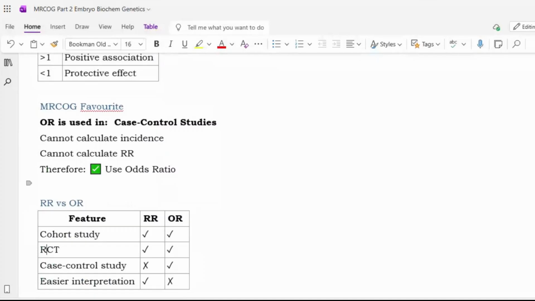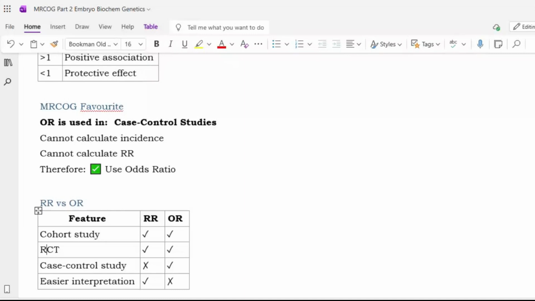The odds ratio is used in case control studies. Remember certain things which we have seen: prevalence, cross-sectional study; odds ratio, case control study. So whenever there is an odds ratio, always remember case control study. This case control study cannot calculate the incidence. Incidence will be calculated by the cohort study. Case control study will give you the odds ratio. Case control study also cannot calculate the relative risk. Both incidence as well as relative risk will be calculated in the cohort study. Therefore, we use the odds ratio in the case control study.